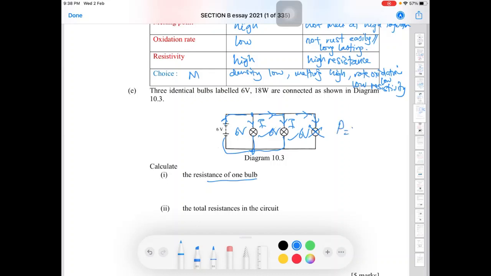P equals to VI. So kalau power of the bulb is 18, the voltage is 6, that means the current flow is 18 divided by 6, you dapat 3 ampere. Okay, so kalau nak cari resistance of the bulb, V equals to IR. Jadi your V is 6, your I is 3, so then you get your R. So your R become 2 ohm. Okay, 2 ohm.